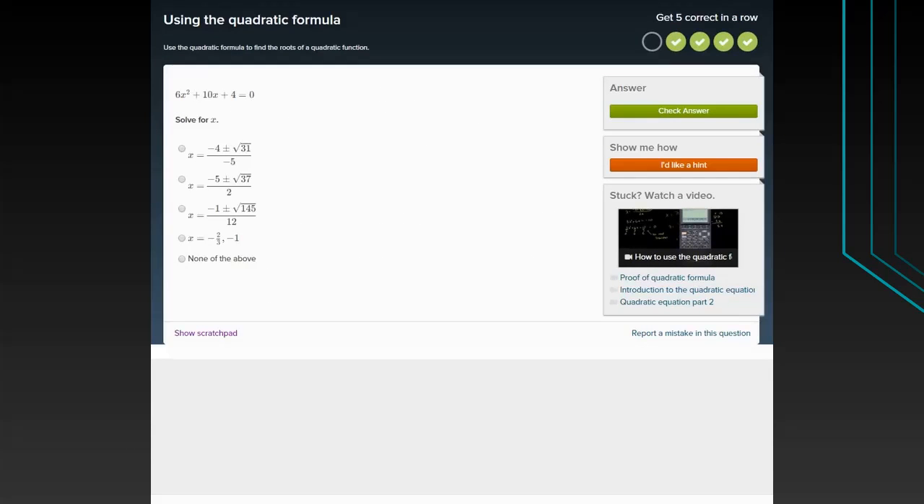This one's already solved for in standard form. So all I need to do is find my a, b, and c. So a is 6, b is 10, and c is 4. Now I'm going to do my discriminant. So I have the b squared minus 4ac. So I get 10 squared minus 4 times 6 times 4.